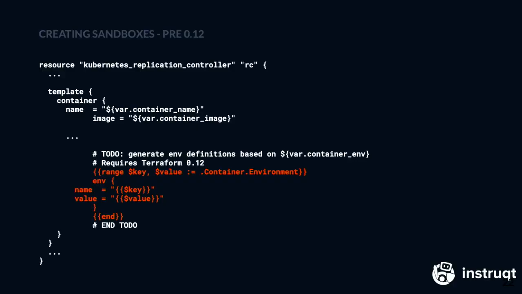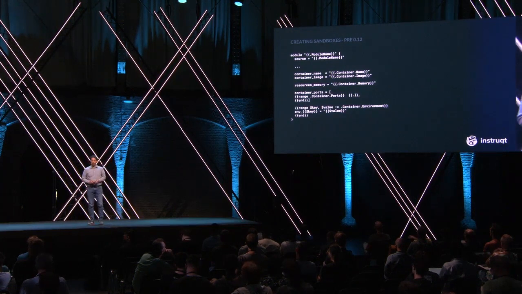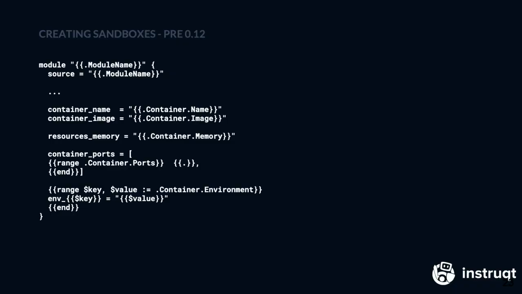So I've highlighted this in red, where we basically range over a list of environment variables and inject them as blocks in our Terraform configuration. And again, because we can spin up multiple containers, we also had to template out the module. So again, I've not taken the effort to highlight it as red, because it's basically one big template. But since we generate the module, we also have to generate the source location. So this is a lot of Terraform generation.